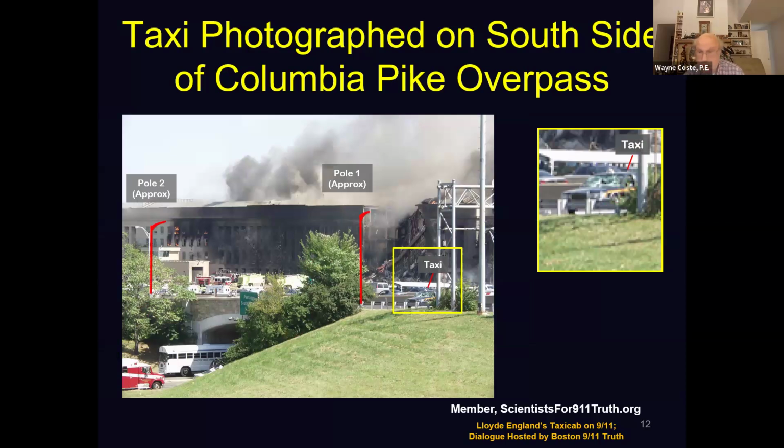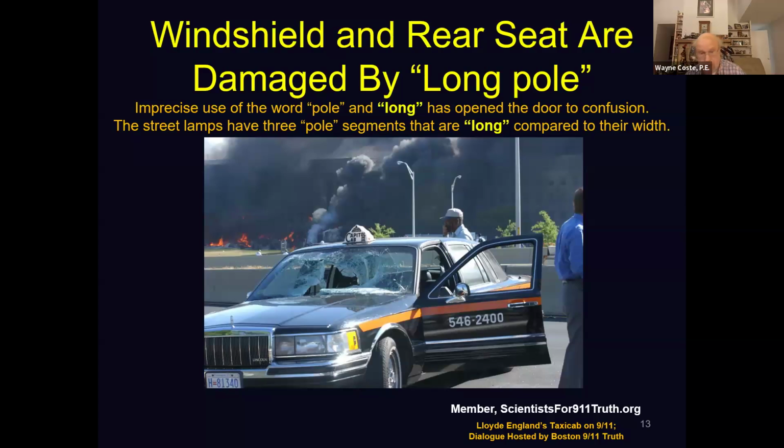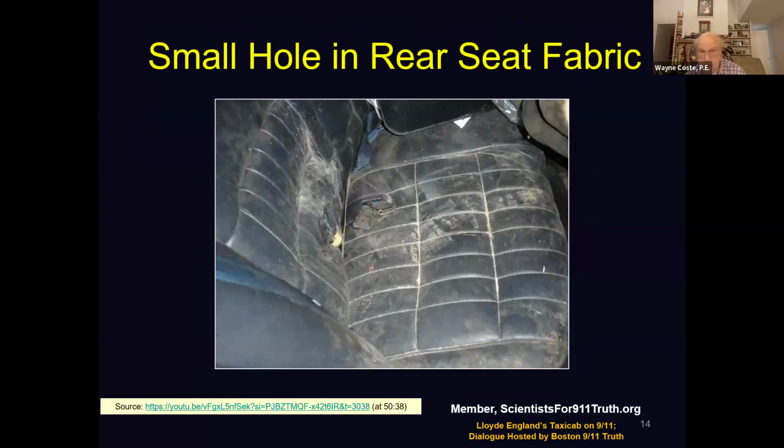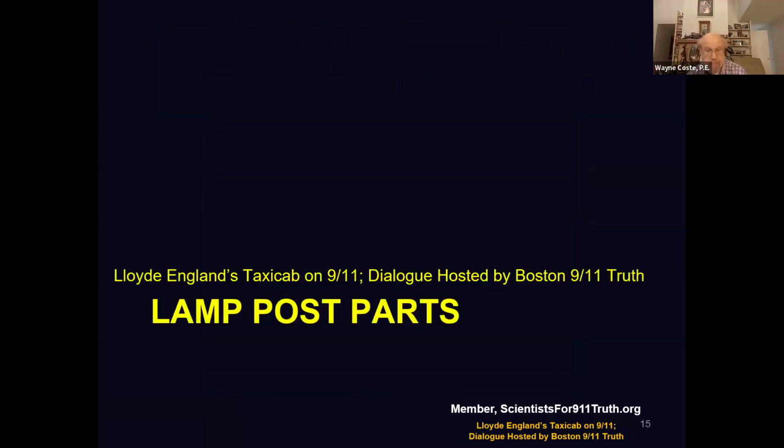This is just a closer-in view of it. You can see the taxi again. This is the image Craig showed before. It shows the cracked windshield where something has obviously done a lot of damage. The words pole and long could describe any one of the segments of a light pole. And this is the small hole in the fabric of the rear seat that Lloyd talks about. So let's go talk about what the lamp post parts are.